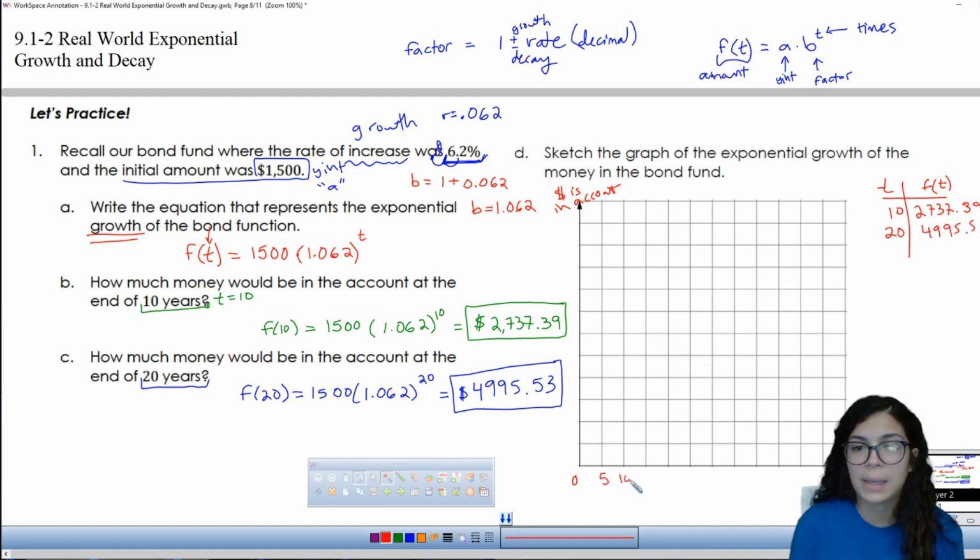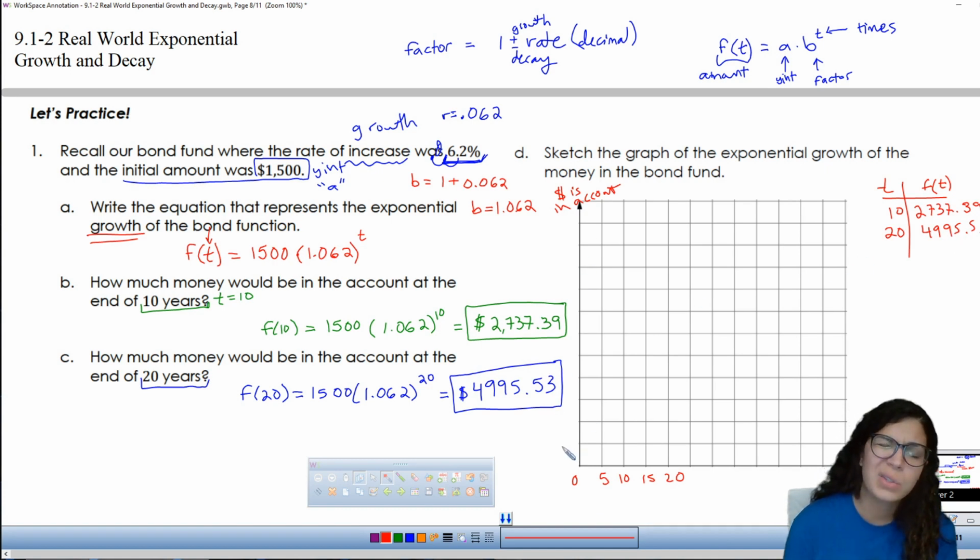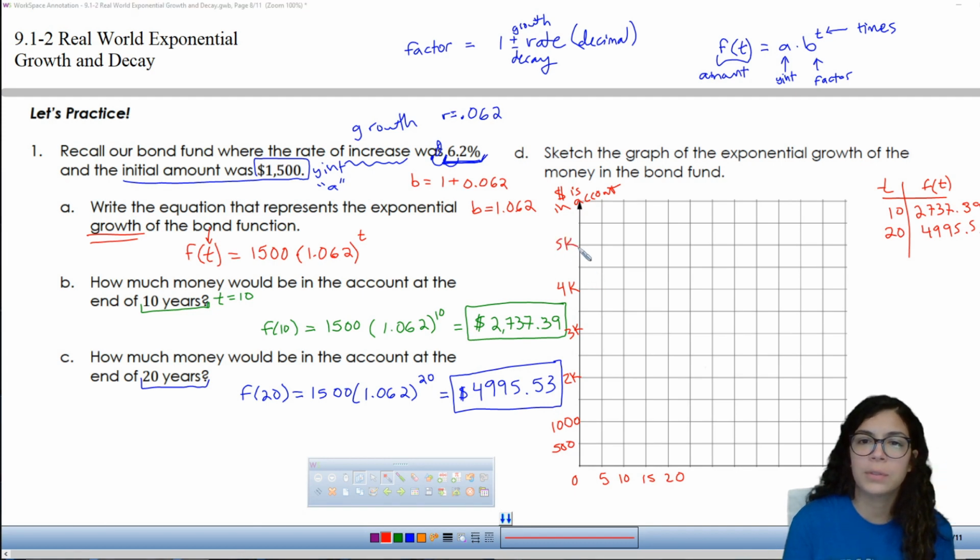So I'll actually go up by tens on the x-axis, and I won't label all of them just for the sake of time. And we have to go up to at least 5,000 on the y-axis. So let's go up by 500. So 500, 1,000, 1,500, 2,000, 2,500, 3,000, 3,500, 4,000, 4,500, 5,000.